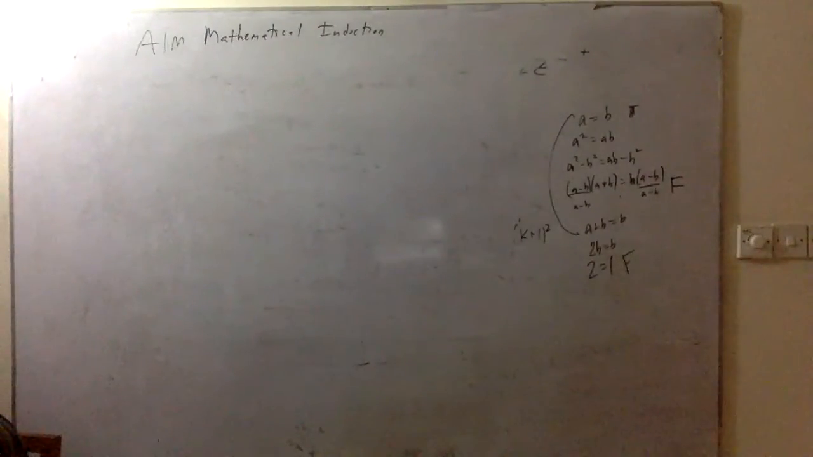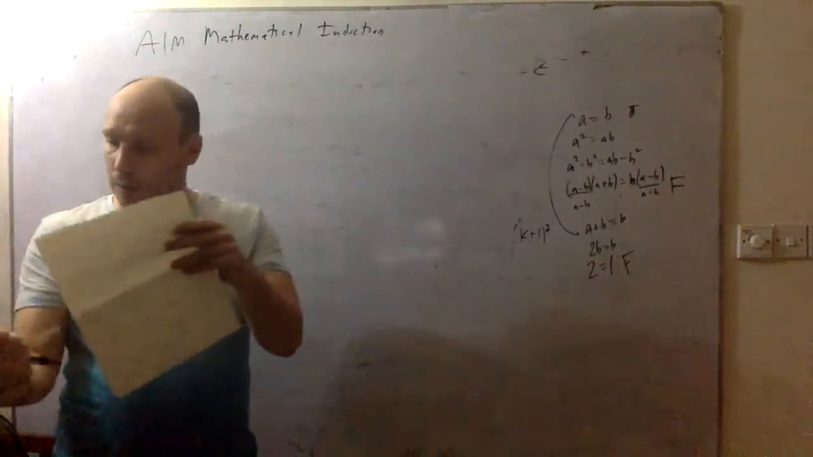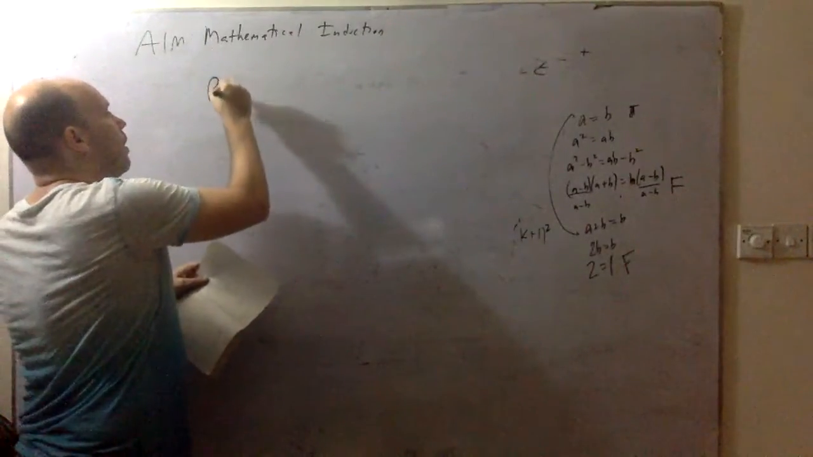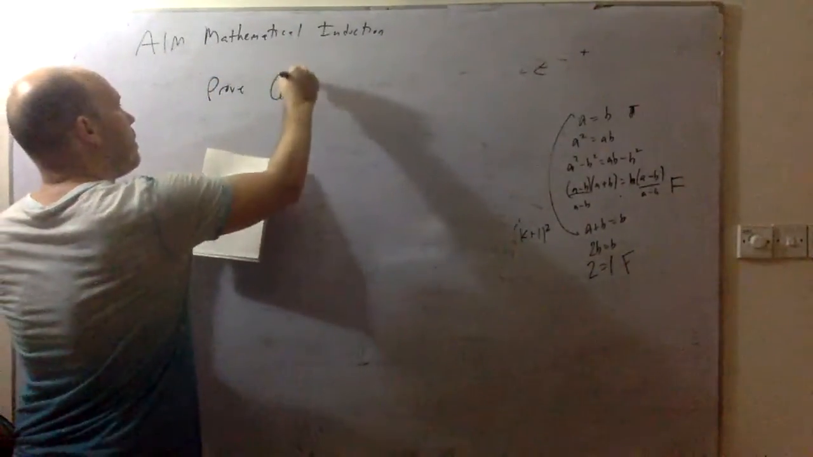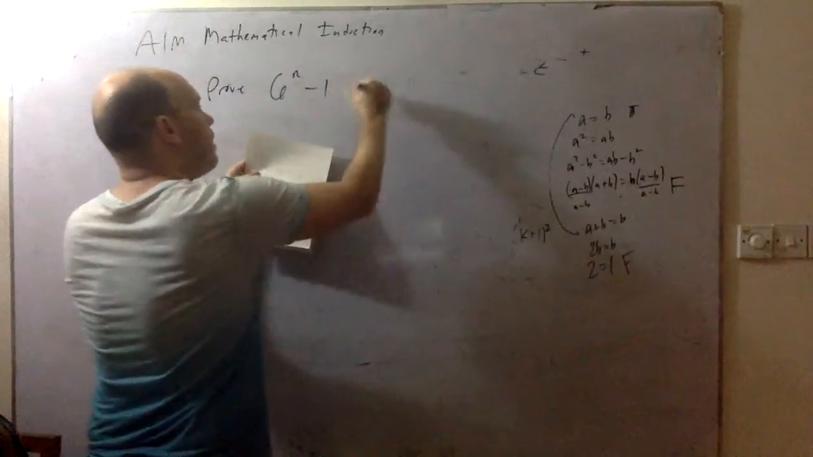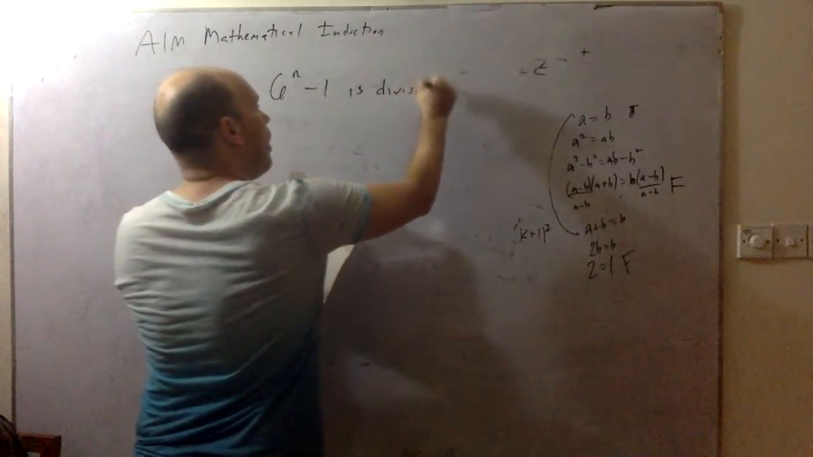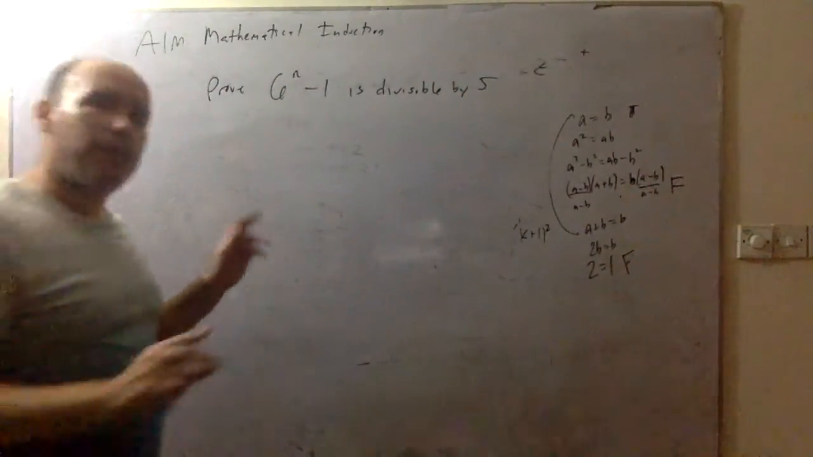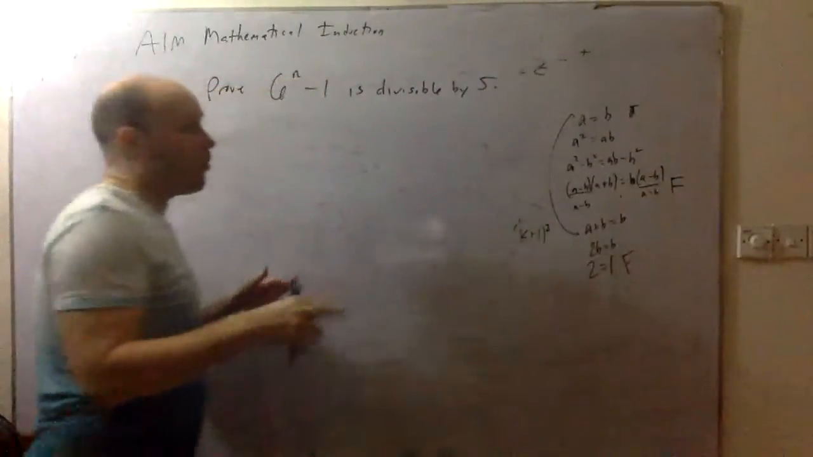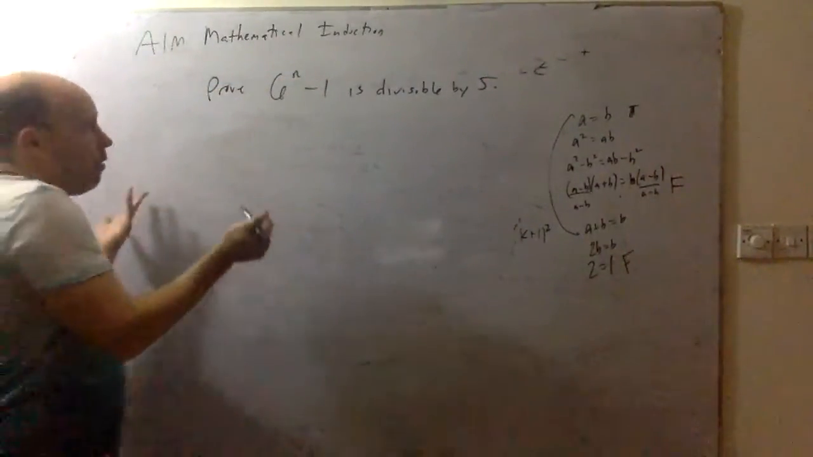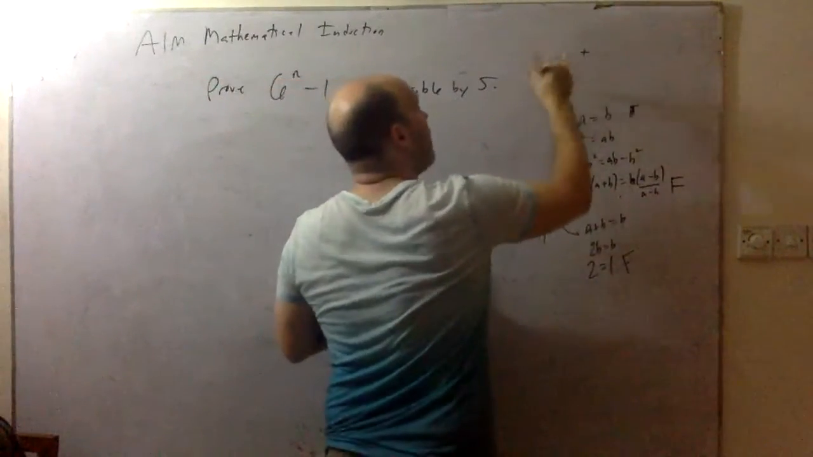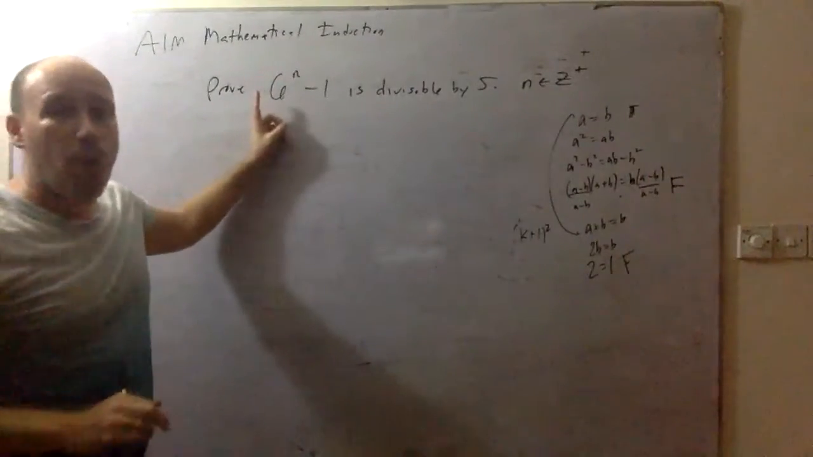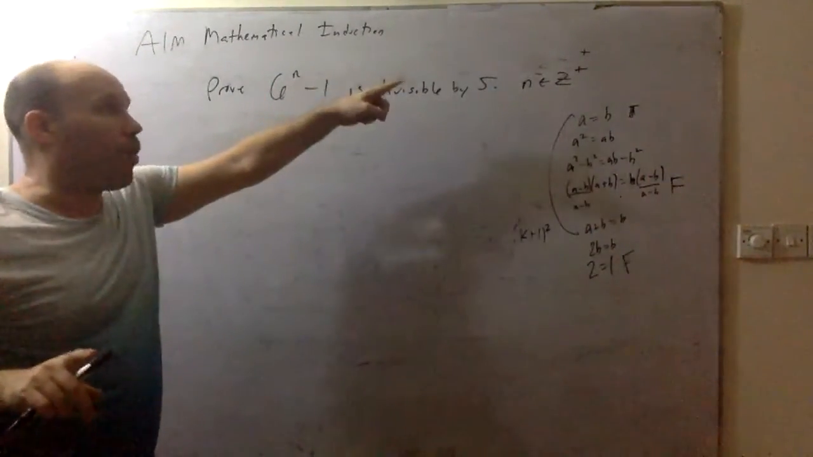The next one is a divisibility rule. Prove that 6 to the n minus 1 is divisible by 5. Now, there's a couple of ways to do this. You might see it different ways. Let's see. First of all, is this true? And the condition for n, once again, is that n is a positive integer, because 0 doesn't work. So they're very clear on where they want you to start.